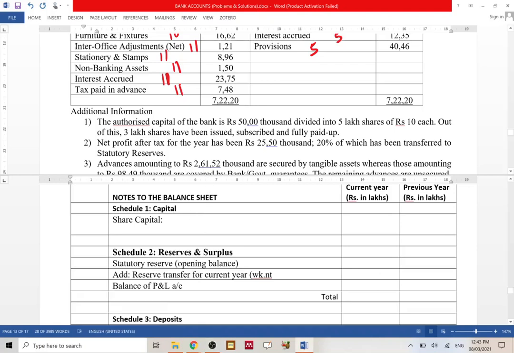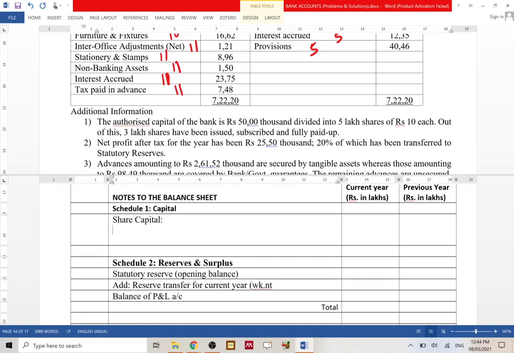So problem 6, we do the working notes first, and the first working note will be related to share capital, and under this, that is capital, we are further going to bifurcate it into authorized share capital as it is given in the adjustments and the paid up share capital. So first thing, authorized share capital.